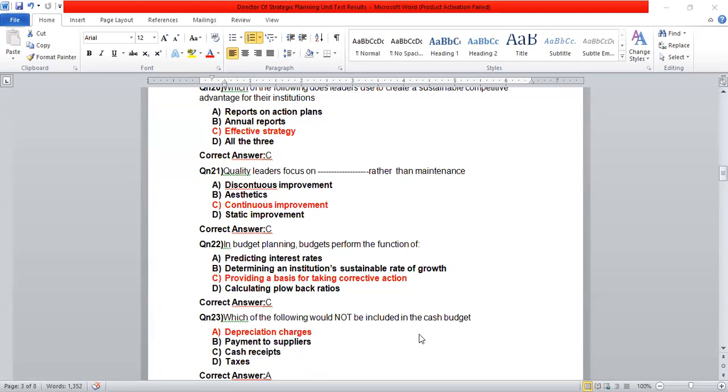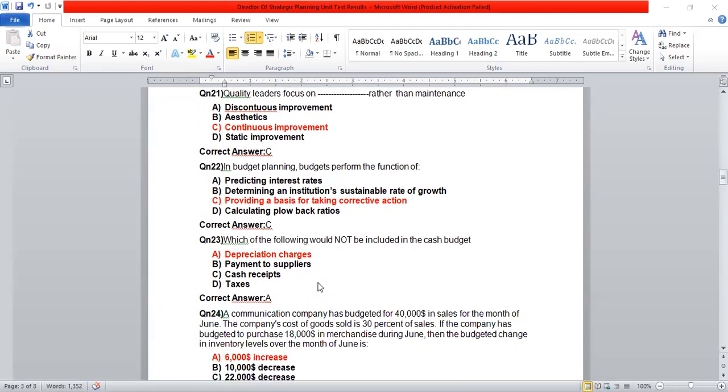Question 23. Which of the following would not be included in the cash budget? When we are preparing a cash budget, all four are included, except depreciation charges, which is not a cash expense.